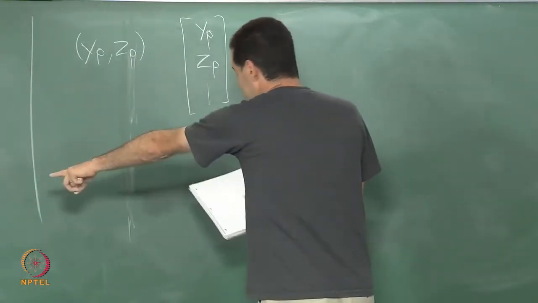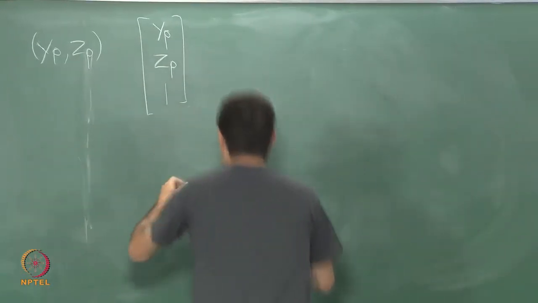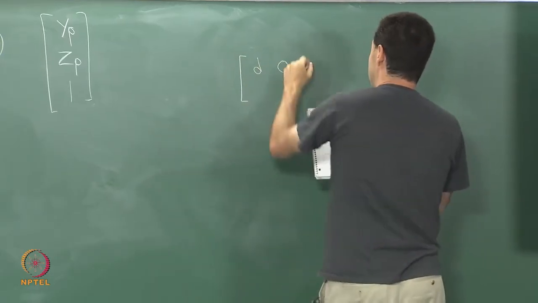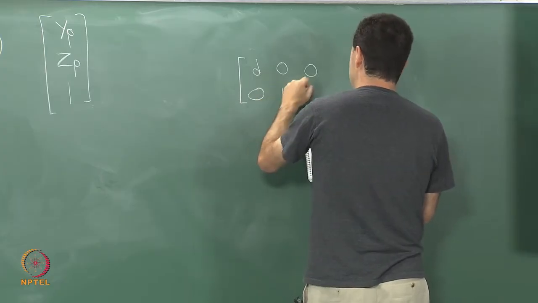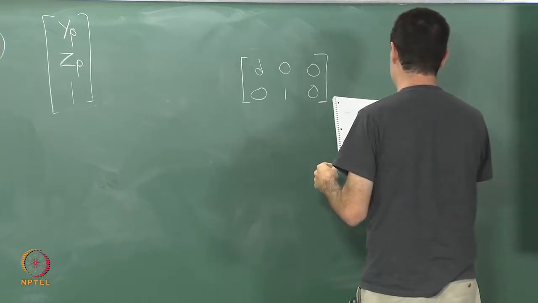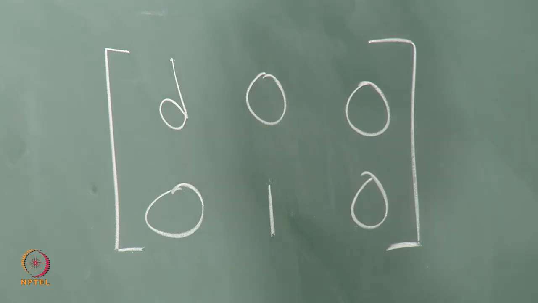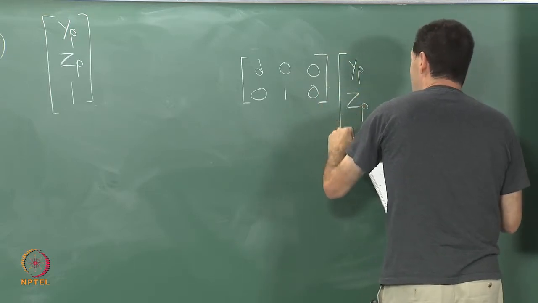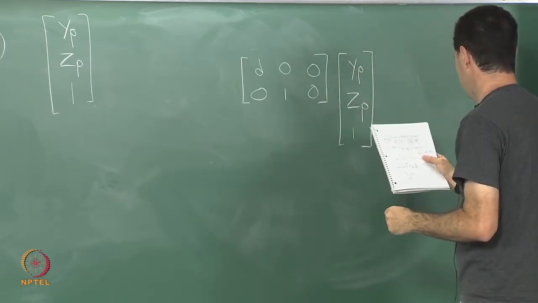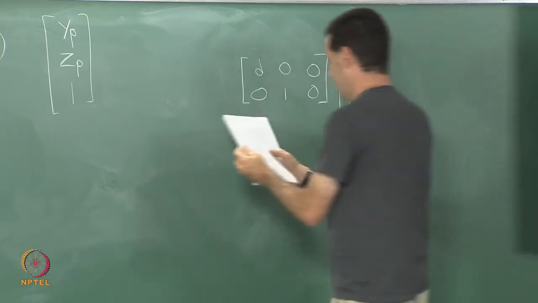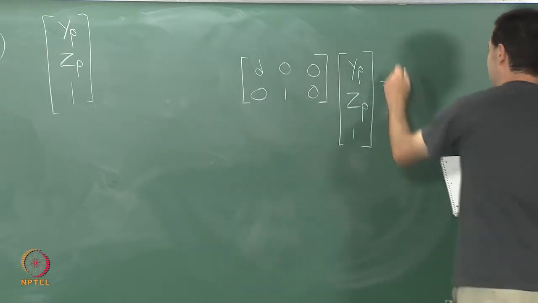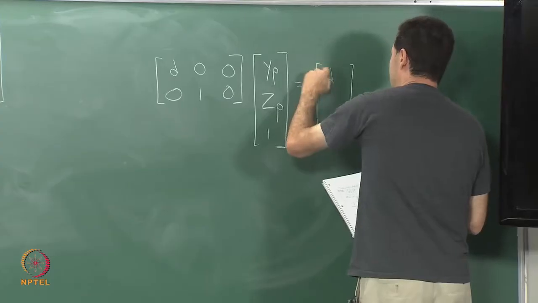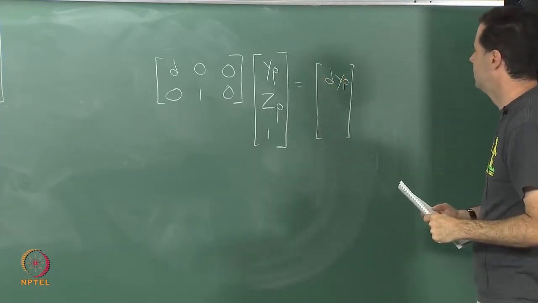And then I want to calculate exactly this expression here by the following matrix. Oh, I guess I have room here. Okay, let's see. I'll go D 0 0 0, 1 0. Yeah, I'm suspicious. There may be a mistake. Let's see. yp zp 1. What do I get when I multiply this out? Let me see here. I get d yp, I get zp.